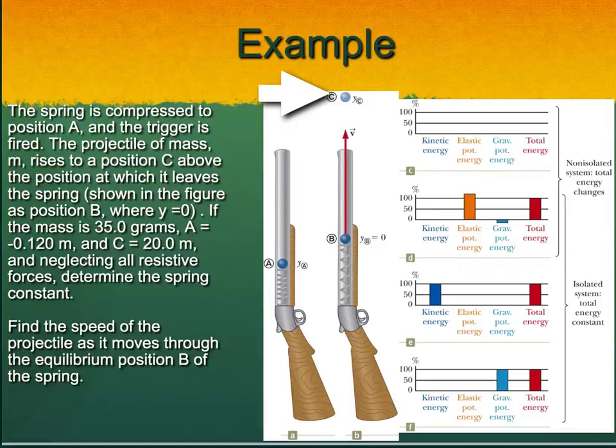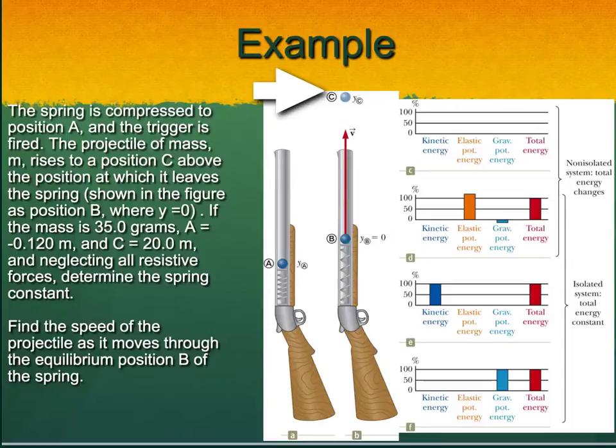So let's assume that at position B, our y is going to be equal to 0, because that's where our spring would be at its equilibrium position. And the mass, let's say, is 35 grams. Let's say that position A would be negative 0.120 meters. And then let's say position C is going to be at 20 meters. And they're telling us to neglect all resistive forces that are acting on that ball.